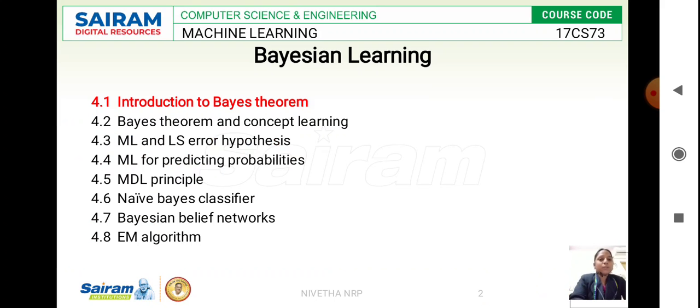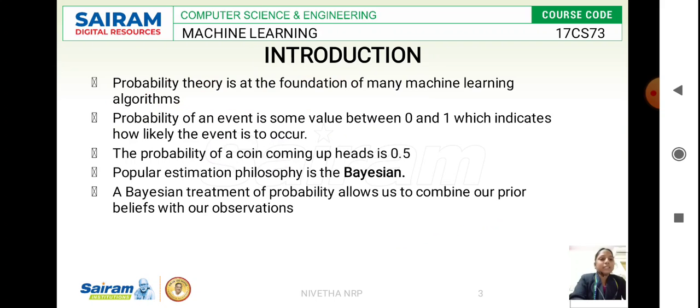First session will be about the introduction to the Bayes theorem, followed by Bayes theorem and concept learning, and we have maximum likelihood and least square error hypothesis, followed by maximum likelihood for predicting probabilities. Then we have MDL principle, followed by naive Bayes classifier, and we have Bayesian belief network. Finally, we have EM algorithm in the fourth module. We'll start with the introduction to the Bayes theorem.